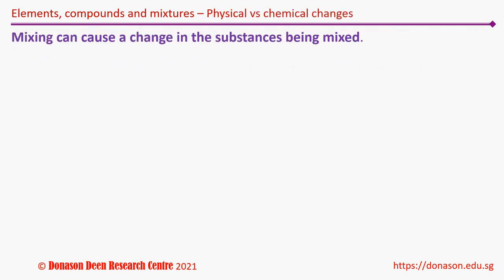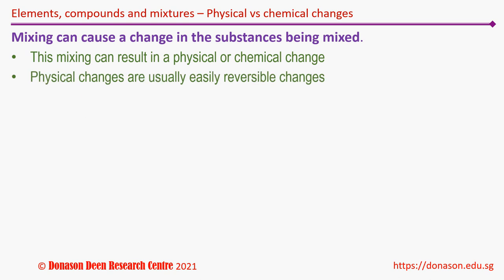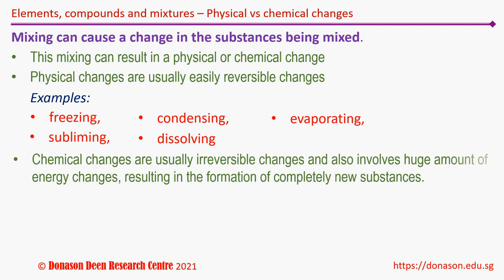Mixing can result in a change in the substances being mixed together. These changes can be as a result of a reaction between the substances, in which case we would call it a chemical change, or it could simply result in a physical change which could be easily reversed. Physical changes are usually easily reversible changes. Examples of physical changes would be freezing, condensing, evaporating, subliming, dissolving, etc. Chemical changes are usually irreversible changes.